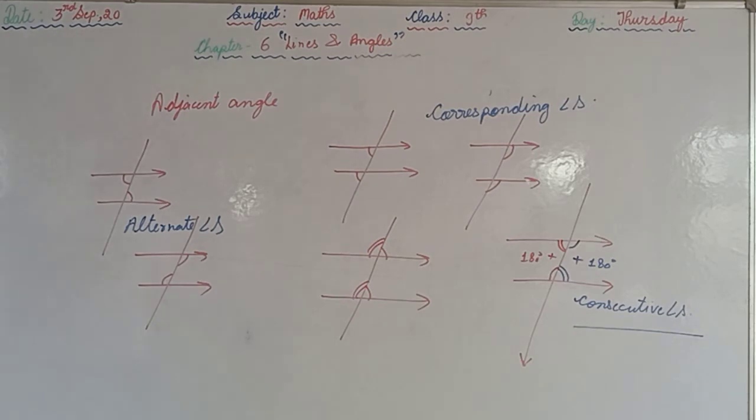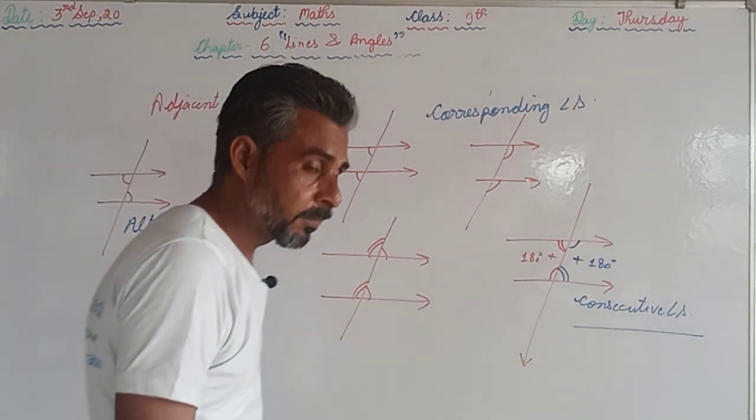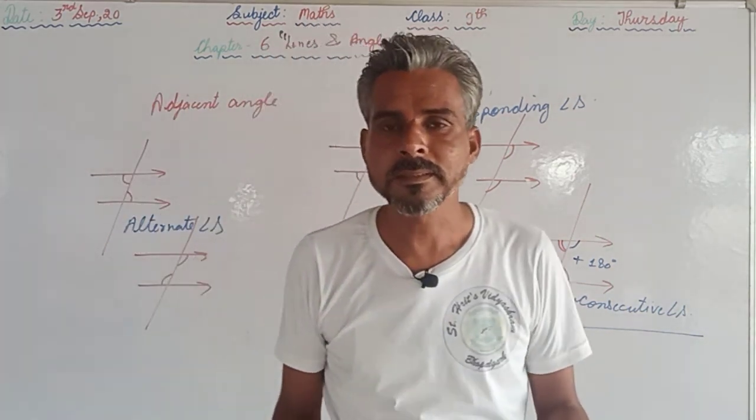So during this chapter you need to keep in mind the types of angles: acute, obtuse, right angle, straight angle, reflex angle, complete angle, adjacent angles, opposite angles, like this. And you need to keep in mind the names of these angles when parallel lines are intersected by a transversal: alternate angles, corresponding angles, consecutive angles, and linear pair angles, which we have discussed previously. All these terms we need to keep in mind. Afterwards only can we proceed with this chapter.